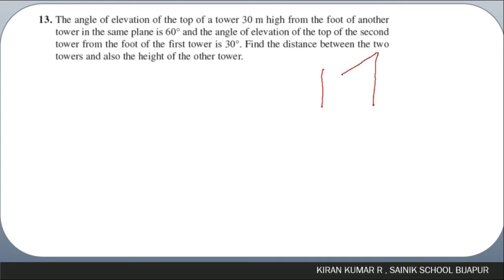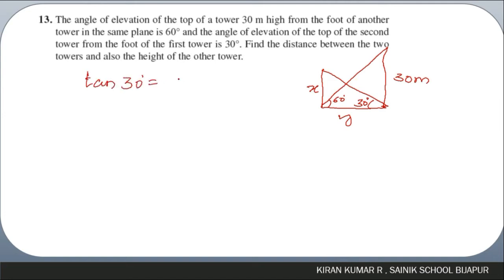The angle of elevation of one of the towers is 60 degrees. From the foot of the other tower, the angle of elevation is 30 degrees. So I'll consider this as 30 degree and this angle is 60 degree. The height of one of the towers is 30 meter. Another tower height we don't know, we'll consider as x, and the distance let me consider it as y. All right, now observe, what is tan of 30 degrees? This will be opposite side x upon the adjacent side y. So 1 by root 3 equal to x by y, or y is equal to x root 3. Let me call this as equation 1.